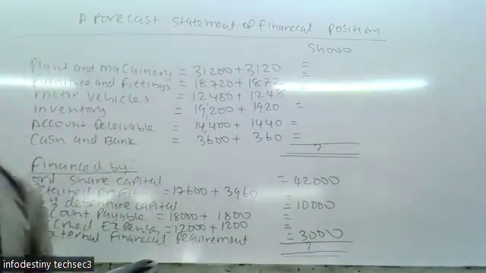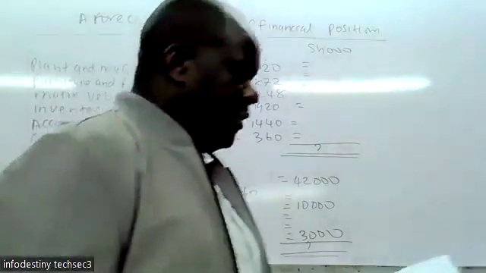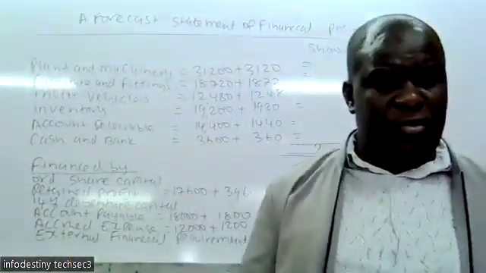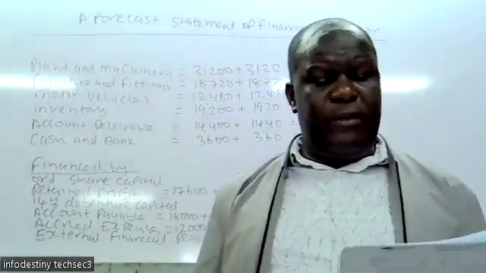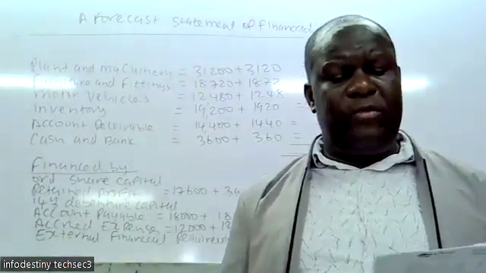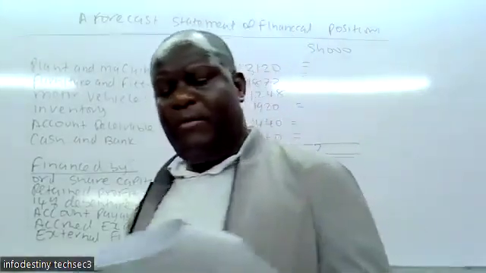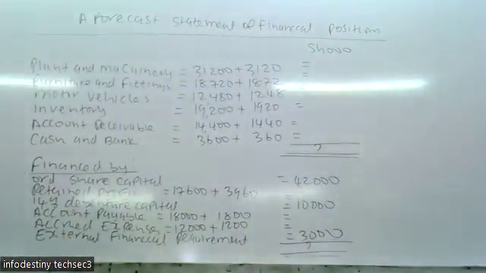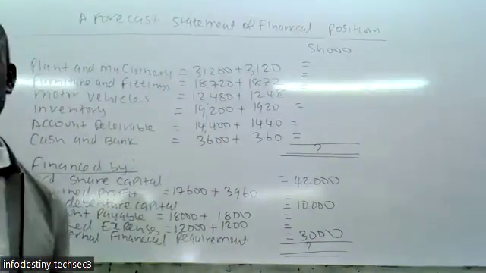So now required, Roman letter one: determine the amount of the external financial requirement for the 2 years ending 30th June 2013. Roman letter two: a performance statement of the financial position. So we go through those workings.